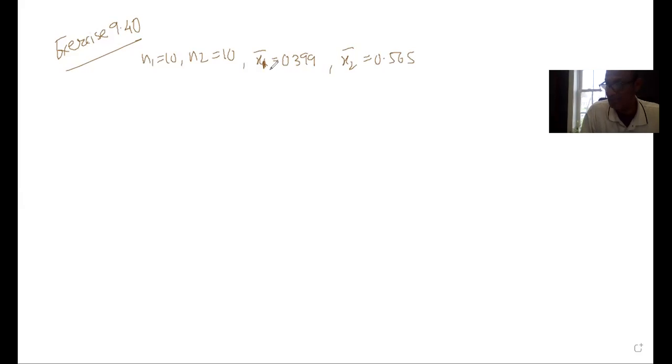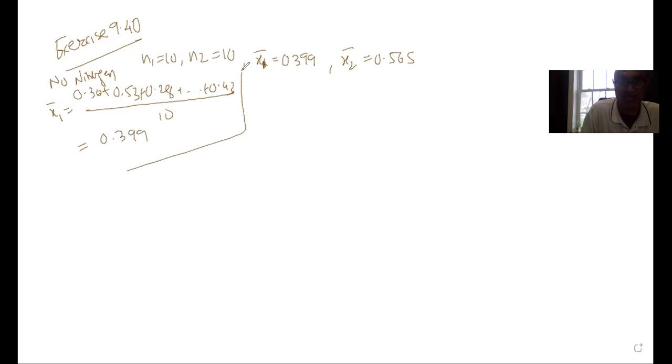Okay, guys, so we are given n1 is equal to 10, n2 equal to, again, 10, n1 and n2 are the same. x1 bar is equal to 0.399, x2 bar is 0.565. This is not given to us, but whatever data is given to us, that is 0.30 plus 0.53 plus 0.28, plus and so on up to 0.43. These data divided by 10 is nothing but my x1 bar. This is for no nitrogen. The same way you can find it for the nitrogen, and that's what I did. I'm finding 0.399. So this value is not given to us, but you can get it like this.